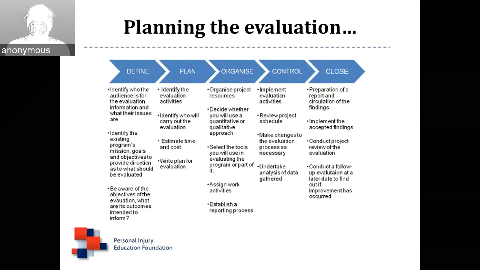So it's really important to make sure that the goals and objectives that you set at the very start are in fact clearly defined. So once you have defined them, you move on to the planning stage, so identifying the evaluation activities, so how you're going to do the evaluation, who's going to carry out the evaluation, are you going to divvy it up amongst the committee members, or are you going to give it to specific people? Estimating the time and the cost associated with the planning phase and writing a plan for the evaluation.